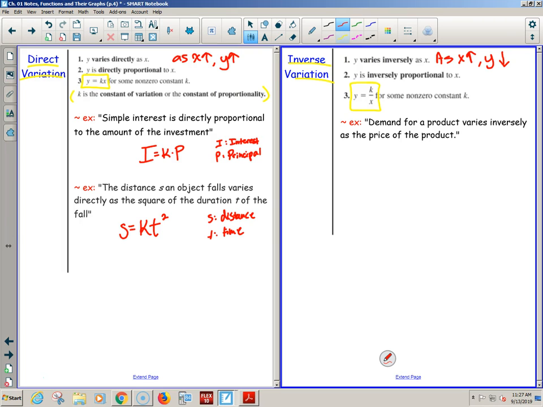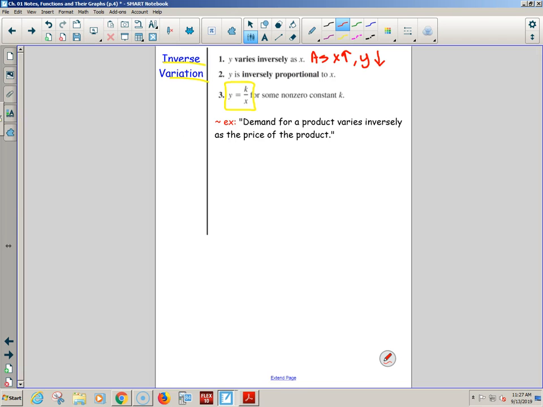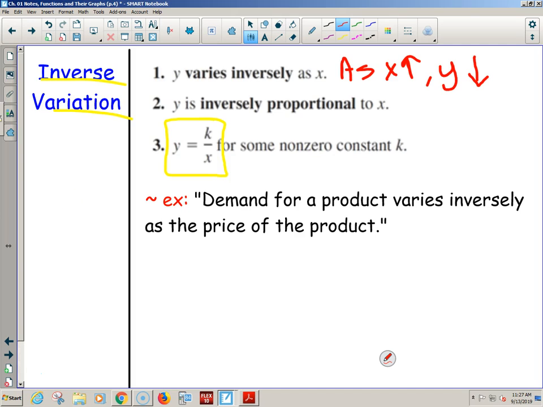So when you guys are looking at this one, demand for a product varies inversely as the price of the product. Well, I guess I can zoom in now in case someone can't read it, sorry. That did not help in any way, shape, or form. Okay. Demand for a product.